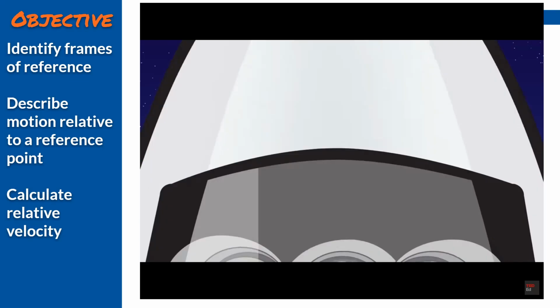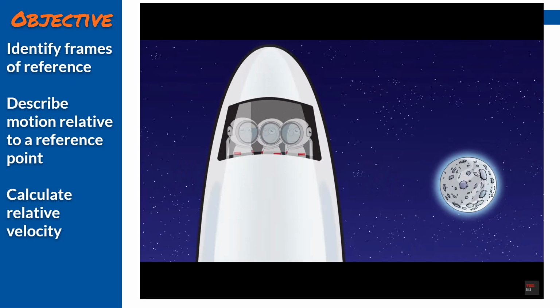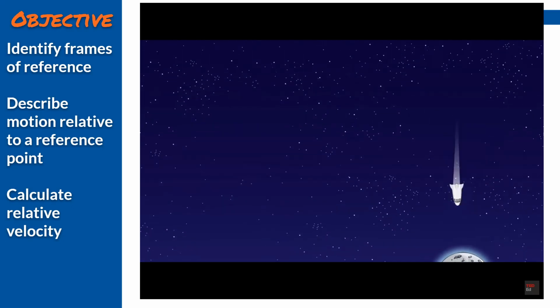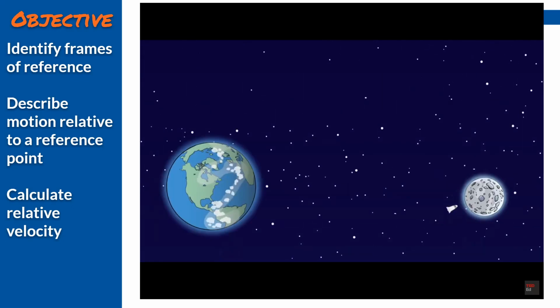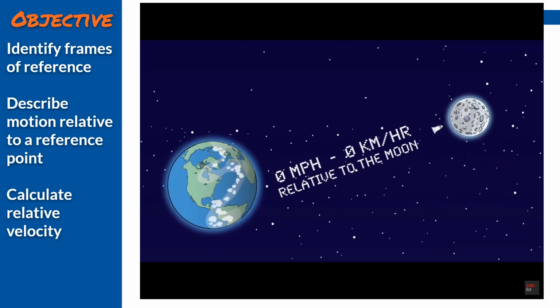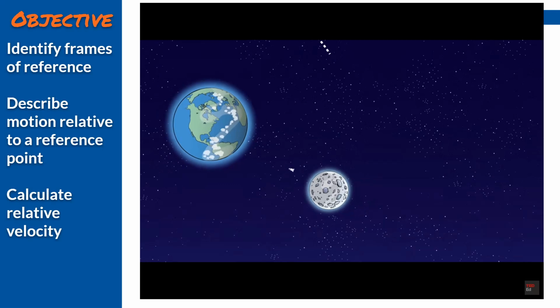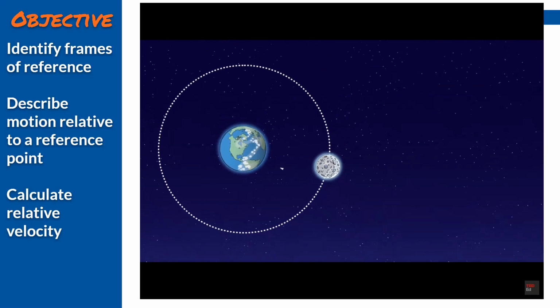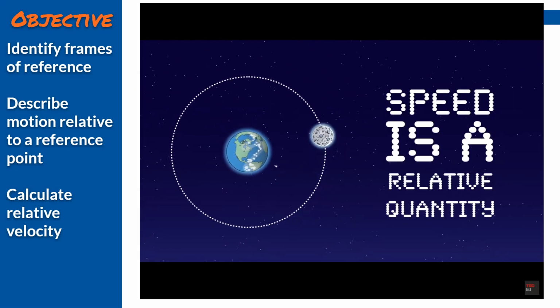On their way to the moon, Apollo astronauts had a hard time answering the question, how fast are you moving? Speed away from Earth was one thing, and speed toward the moon was quite another. That's because the Earth and the moon move relative to one another. Of course, speed is a relative quantity.